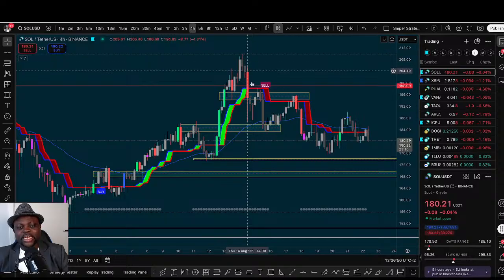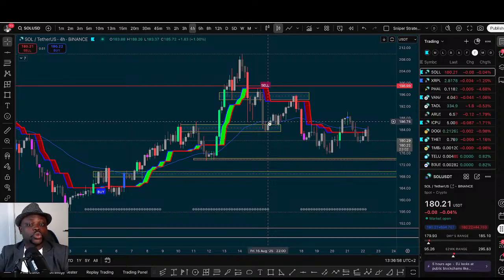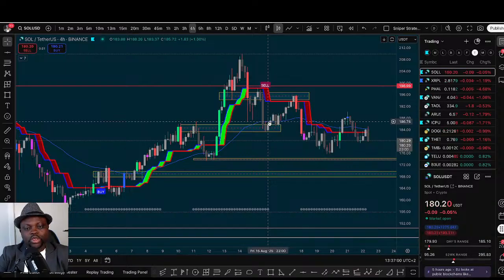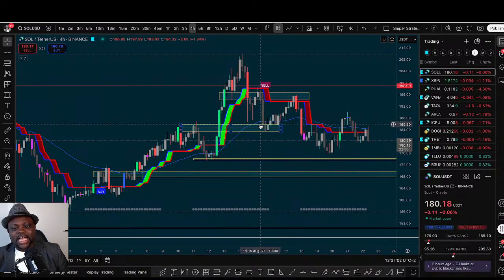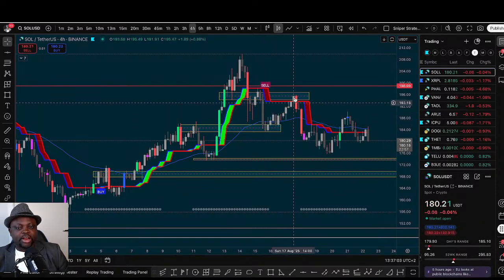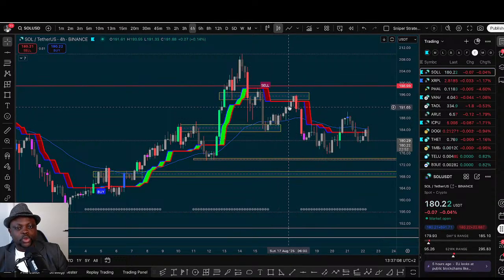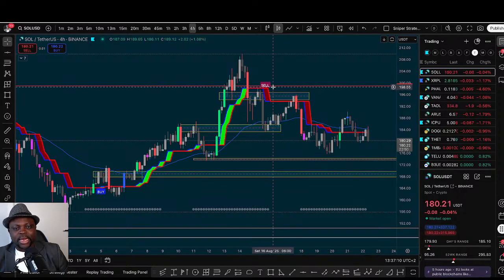I'm waiting for price to get back there, and what price is going to do after it gets to that moving average is what I'm going to decide afterwards. So in this case, I would have gotten out of this trade here, because you see price came here, it kissed this moving average, and it wasn't able to break the higher.